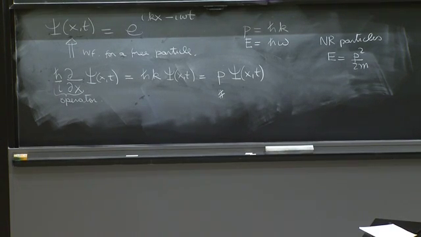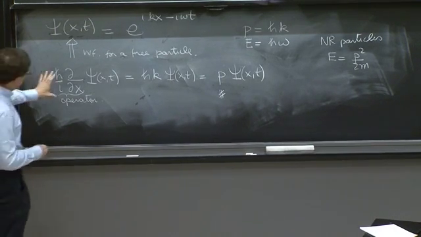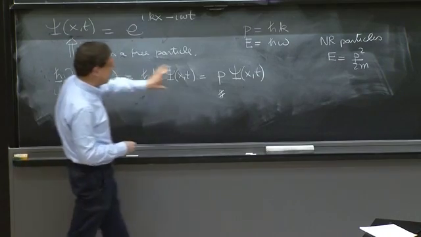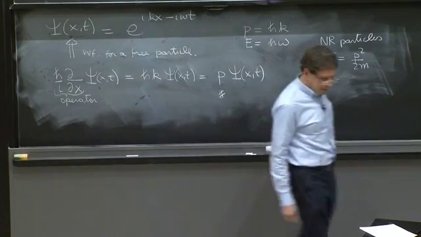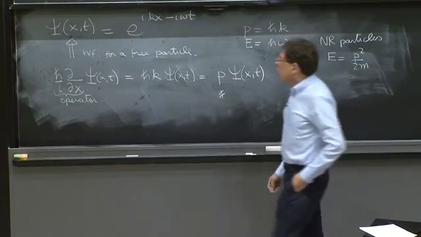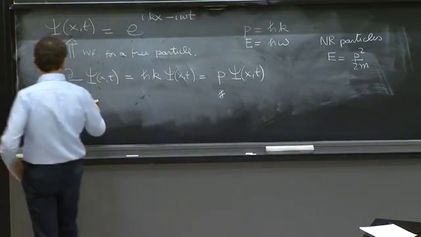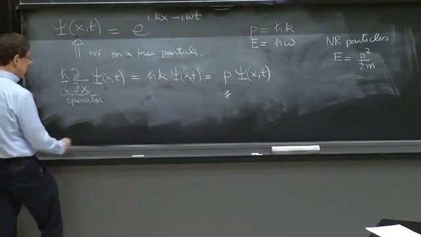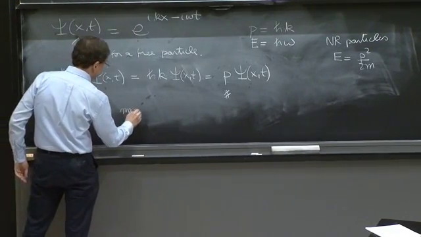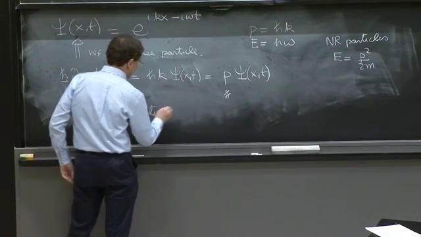Because acting on the wave function, it gives you the momentum times the wave function. Now, it couldn't be that acting on the wave function just gives you the momentum, because the exponential doesn't disappear after the differential operator acts. So it's actually the operator acting on the wave function gives you a number times the wave function, and that number is the momentum. So we will call this operator, given that it gives us the momentum, the momentum operator.